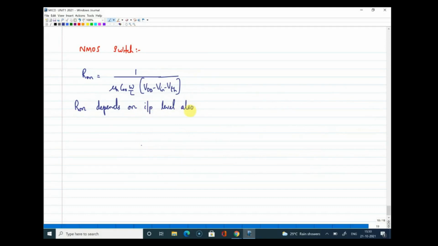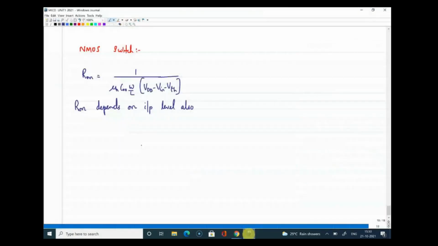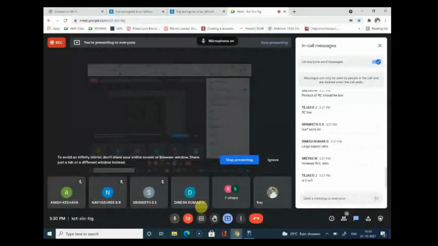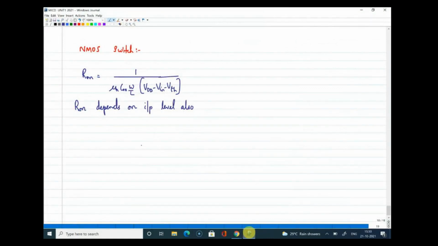All right. So if your on resistance is depending on the input voltage, what will happen? What do you think can happen? What is the problem if your switch resistance depends on the input voltage? Yeah, it will be variable. Yes, very good. So you will not have a specific resistance. Rather, your resistance will keep on varying, which is not preferred.